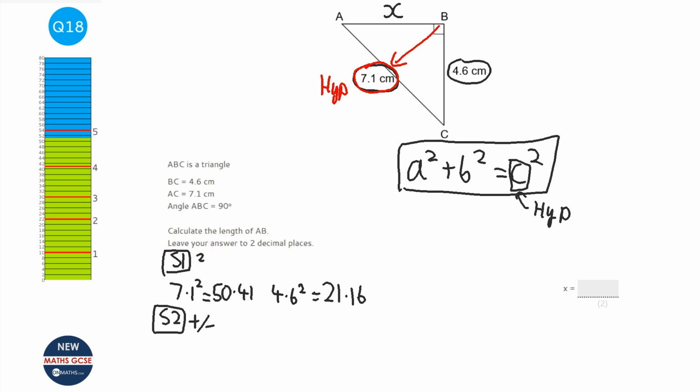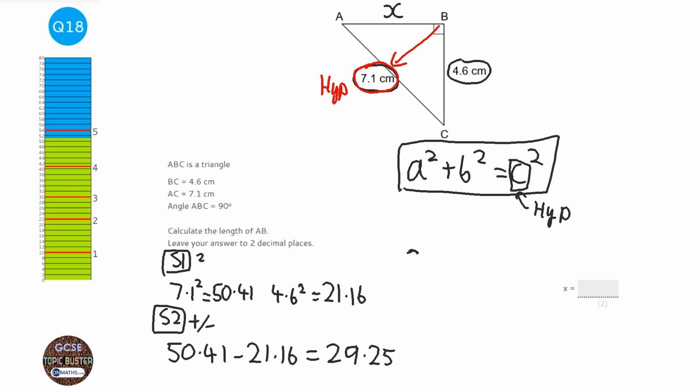So in step 2, have a think, well, if we add them, we'll get a bigger number. Well, the hypotenuse must be the biggest side. So when you're finding another side, not the hypotenuse, you will subtract. But if I was finding the hypotenuse, so I wanted a bigger number than the other two, then I would add. So I'm going to do 50.41 minus 21.16, and that's why in step 1 we did the biggest one first, because otherwise you'll get a negative number. So 50.41 take away 21.16 equals 29.25.